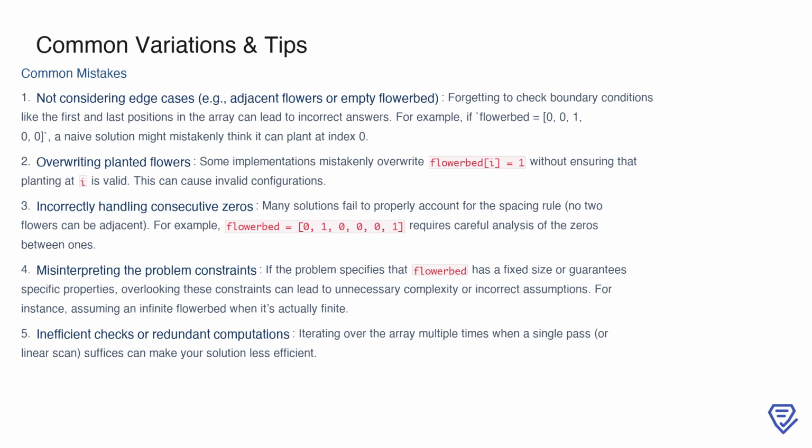This can lead to configurations where flowers are planted too close together. Similarly, failing to handle consecutive zeros properly can be a pitfall. For instance, in a flower bed like 0, 1, 0, 0, 0, 1, the zeros between the ones need to be carefully analyzed to respect the spacing rule. Misinterpreting problem constraints is another issue, such as assuming the flower bed has infinite length when it's finite, which can lead to unnecessary complexity. Lastly, inefficient solutions, like iterating over the array multiple times instead of using a single linear pass, can make your code less optimal. Avoiding these mistakes will ensure a robust approach to the problem.